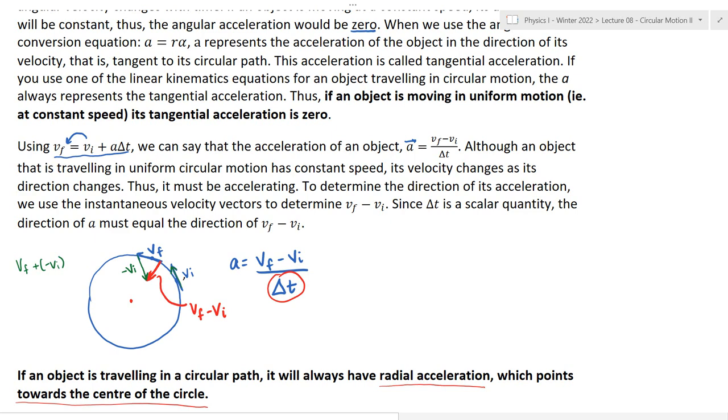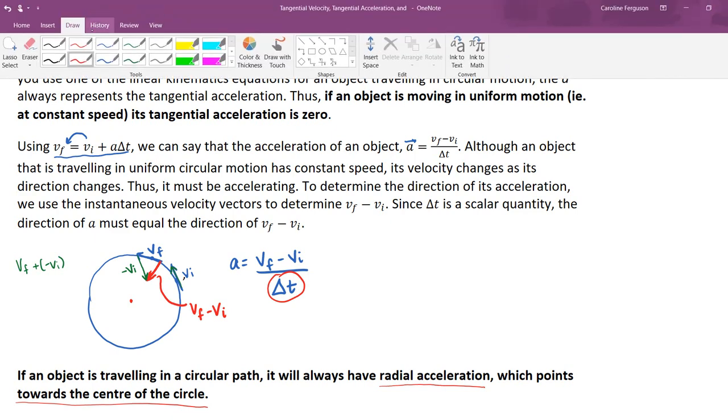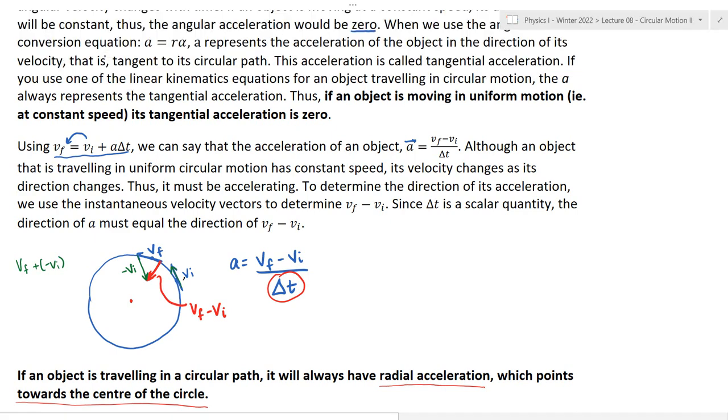So we have two ideas that are happening so far. What we said was, if the object is moving in uniform motion, that means constant speed, then it doesn't have a tangential acceleration. So there's no tangential acceleration. Tangential acceleration is only going to exist if your object is either speeding up or slowing down.